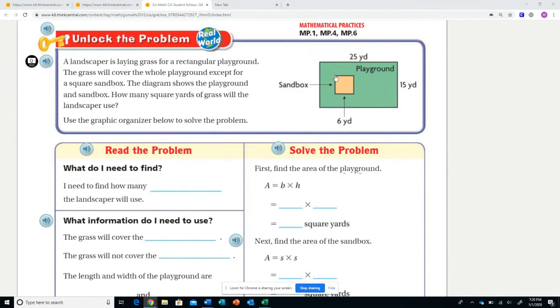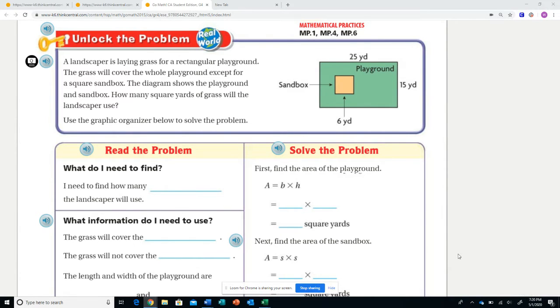So, a couple things to make sure you get from the picture. Your height here of the playground is 15. The base is 25, and that's the entire rectangle. And then we're going to have a square, very important here, square sandbox. So that's why they only give you one number here of 6, because once they told you this was a square, all sides are going to be 6.